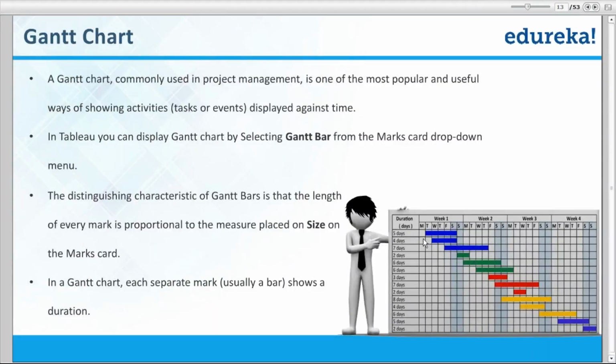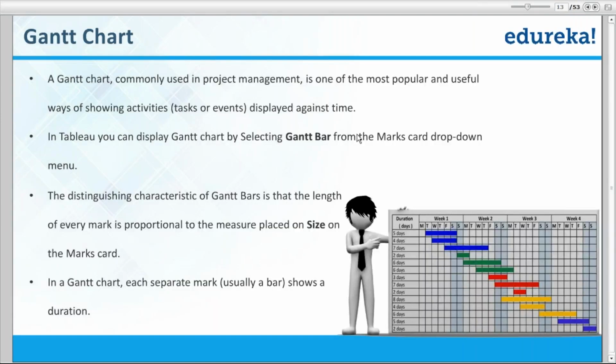We have the number of days for a work to get completed. So what are the various phases? This is the design phase, this is the development phase, this is the testing phase, and this is the UAT phase, and finally it is the execution phase. So in a project life cycle, or any work that we are doing, we can display the data in the form of a Gantt bar.